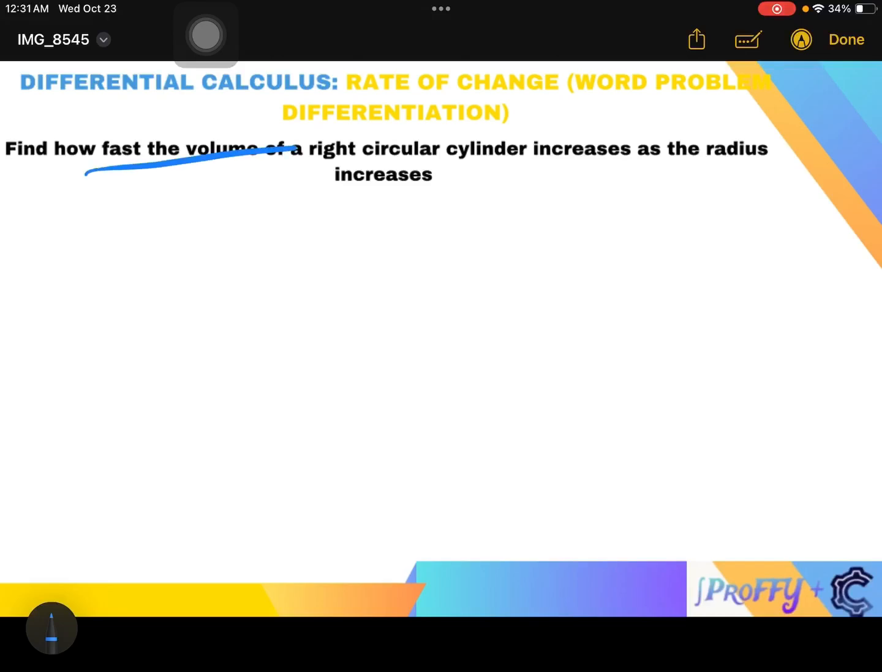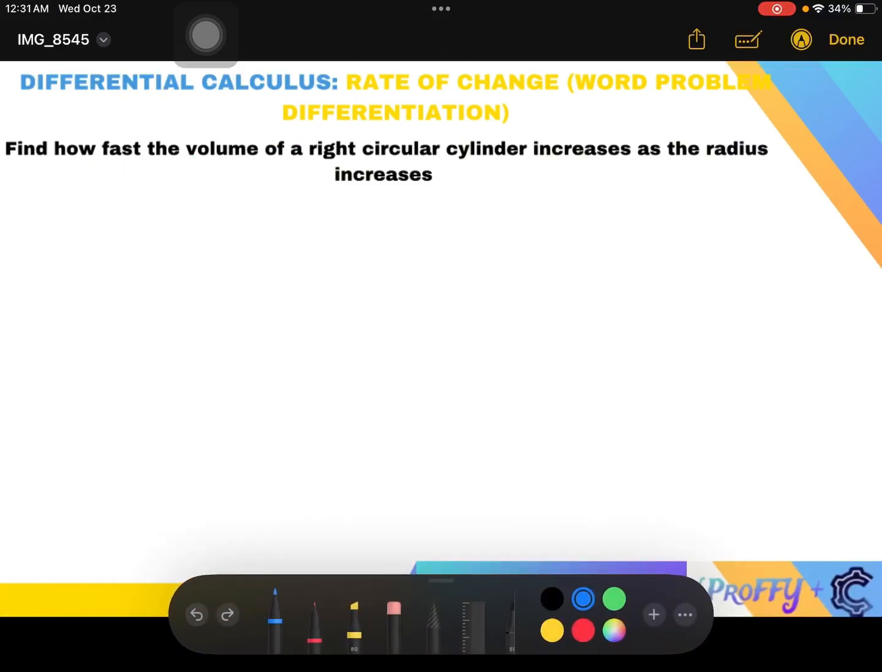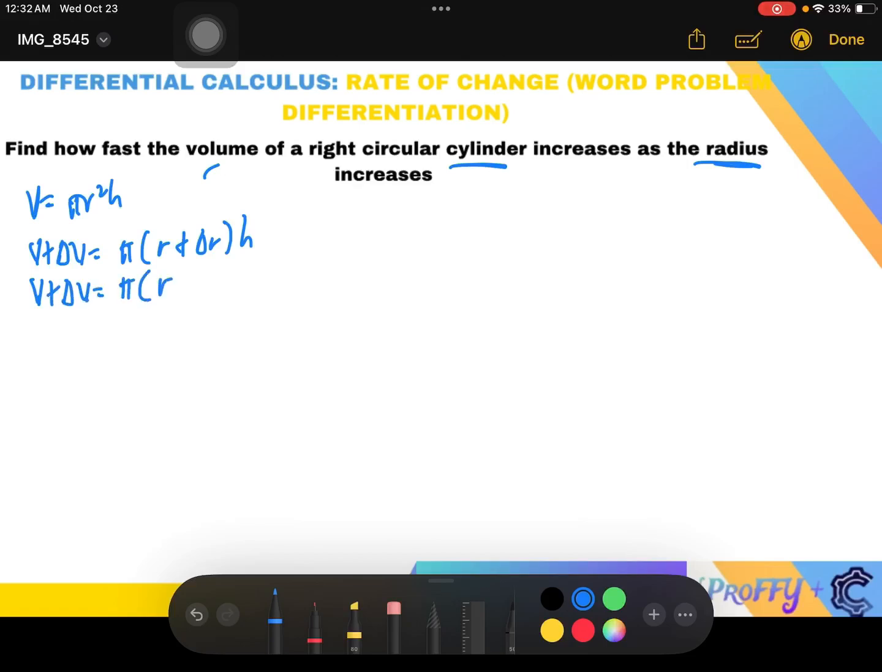The next problem is: find how fast the volume of a right circular cylinder increases as the radius increases. For the volume of a cylinder, V is equal to pi r squared h. Then V plus delta V is equal to pi times (r plus delta r) squared times h. Expand natin siya: r squared plus 2r delta r plus delta r squared, times h. Transpose the letter V, so magiging negative sign.